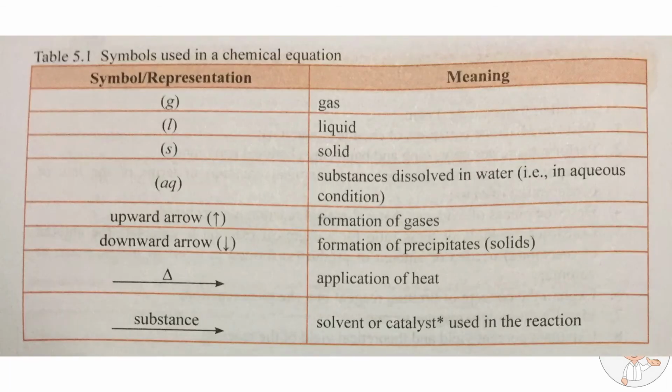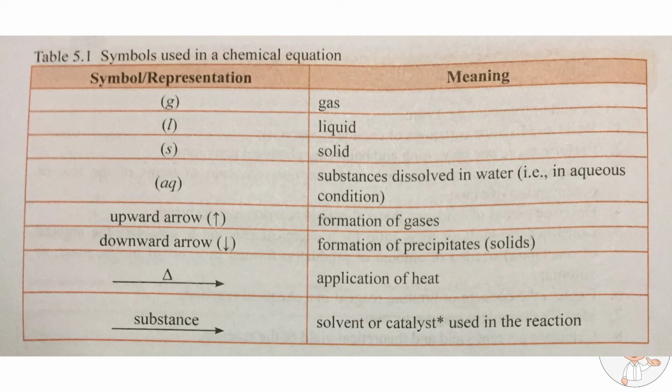As you can see in this table, we have here G meaning gas. We have these symbols, and we can also find them in the chemical equation. L is liquid, S is solid, and AQ means the substance is dissolved in water, so in aqueous condition. We have the upward arrow meaning formation of gases, and the downward arrow meaning there is a formation of precipitate or solids. Now, the arrow with a triangle above it means there is an application of heat.